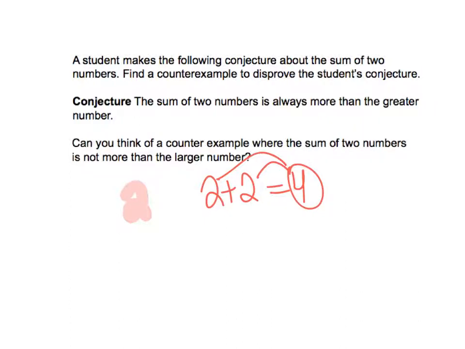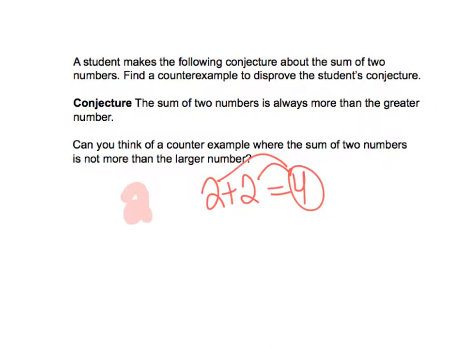So, can you think of a counterexample when the sum of the 2 numbers is not more than the larger number? I think I might have said that wrong. The sum of 2 numbers is always more than the greater number. So let's think, I think I might have given a bad example. Let's say, 1 plus 2 equals 3. Let's not have the same numbers. So I'm saying that my 3 is always going to be bigger than my larger number here.